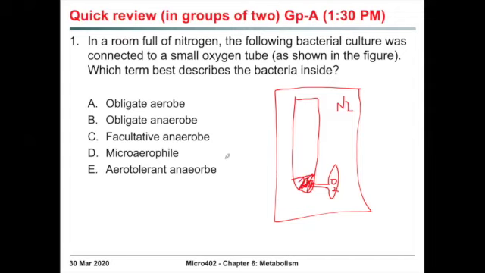So what kind of bacteria are these? Obligate aerobe, obligate anaerobe, facultative anaerobe, microaerophile. Normally, aerobes will grow here. Anaerobes will grow here. But in this case, the room is full of nitrogen, so there is no oxygen. So whatever grows near the oxygen is definitely an obligate aerobe.